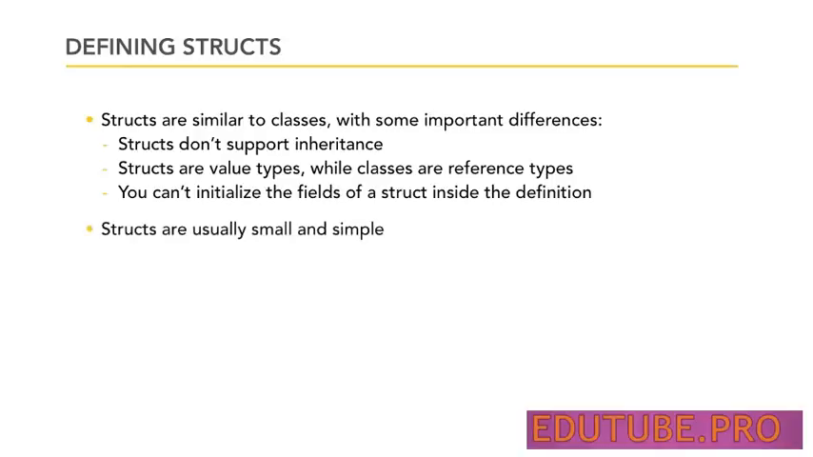You have to do that outside the definition. Structs are usually used when you just want some small and simple data structure to represent some piece of information and you don't want all the overhead of a class. Now, structs can have properties and methods just like a class can. You just have to remember that they're not really classes. You can't have inheritance. There's all kinds of things you can't do. So let's take a look at a real example.